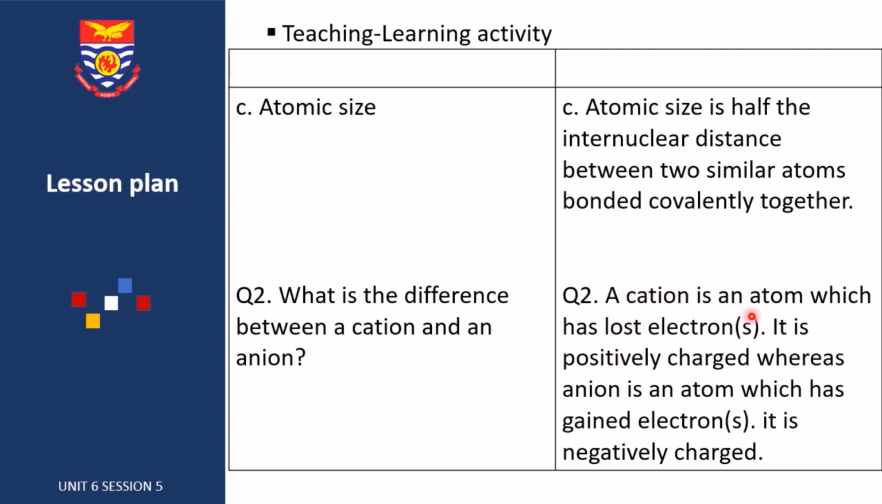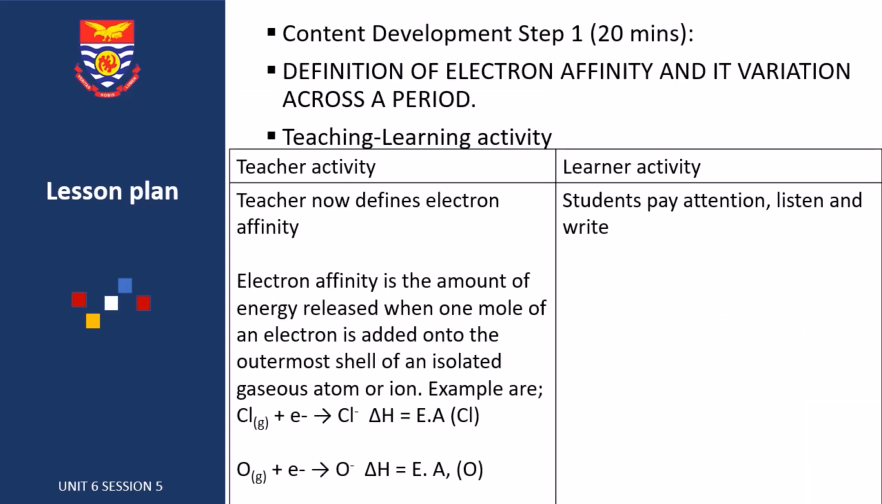A cation is an atom which has lost electron or electrons. It is positively charged, whereas anion is an atom which has gained electron or electrons. It is negatively charged. So you expect these from students. They might not be able to say exact as you have written here, but at least something close is okay. Alright, we are done with the introduction.